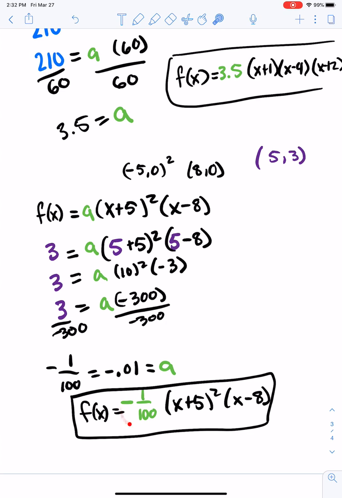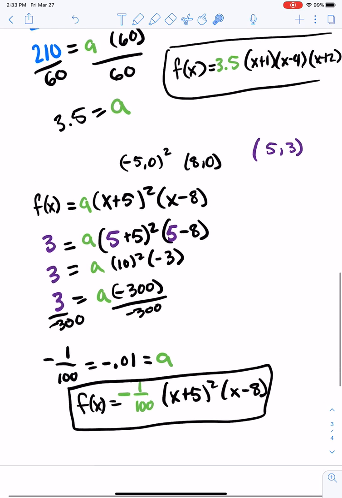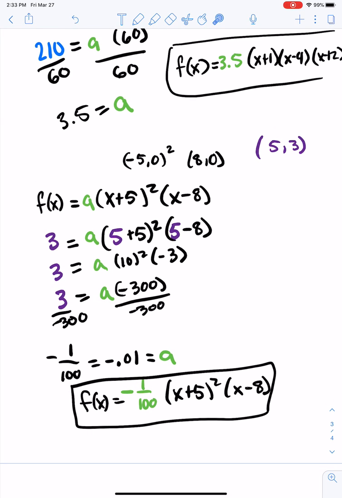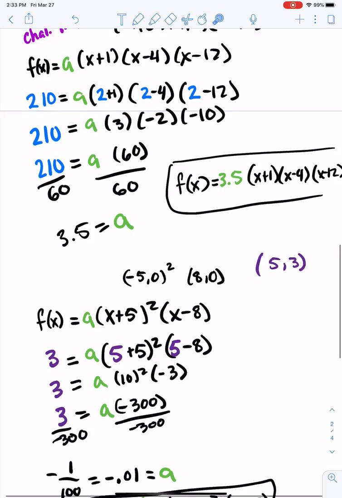The A values here do the same thing they have always done with all the functions we've talked about so far this year. So a negative A value is going to make the right arm go down and head to -infinity. So the Y values are going to head to -infinity there. And also this is going to be compressed because it's a fraction, so it's going to be squashed down and look nice and short. This one has a positive A value. It will face up, and it will be stretched by 3.5, so slightly taller.